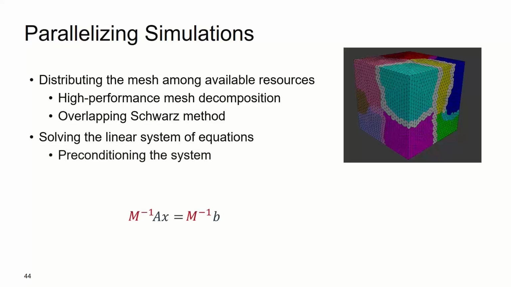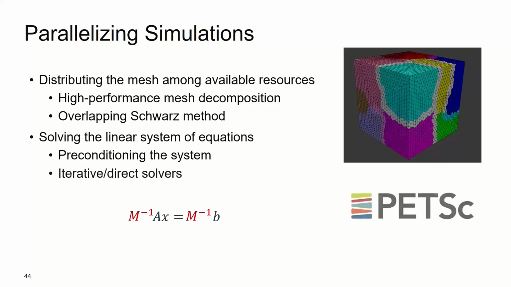One of the techniques is called preconditioning the system, in which we multiply a matrix into both sides of the equations. It's called the preconditioner. Depending on the type of physics that we want to model, this preconditioner can be different. And depending on the type of preconditioner we use, we can also use a type of solver that can be direct or iterative.